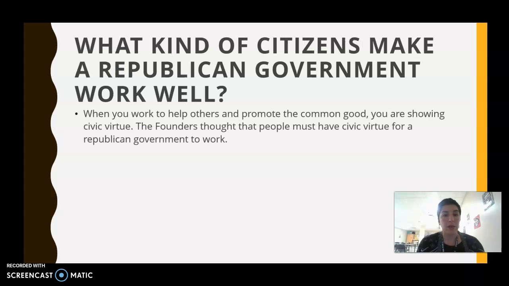What kind of citizens make a Republican government work well? When you work to help others and promote the common good, you are showing civic virtue. The founders thought that people must have civic virtue for a Republican government to work. So this is another reason why in 8th grade we're learning about civics, because you need to know how your government works, and you also need to understand this concept of a common good and the purpose of what government can do in order to have civic virtue. Okay, so as a representative or as a citizen, you need to know what is best for the people, what is ethically the best option for major problems, and you need to work towards fixing those for the people of your country, including yourself.